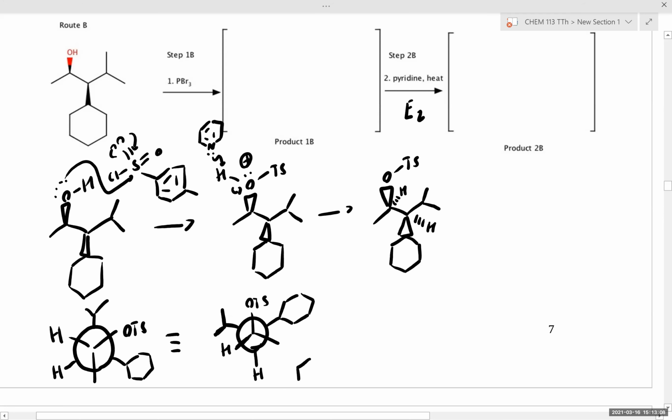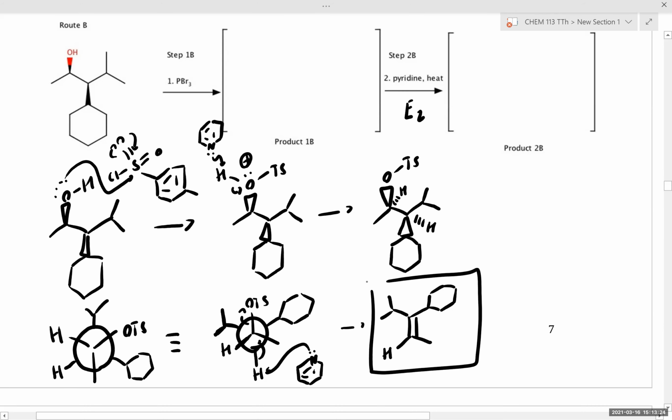And then elimination with pyridine gives us the following alkene as a single stereoisomer. That's based on the fact that our hydrogen and our leaving group must be anti-periplanar. So in this case, we isolate the Z alkene from route A. Does this make sense to everyone so far? Any questions so far?